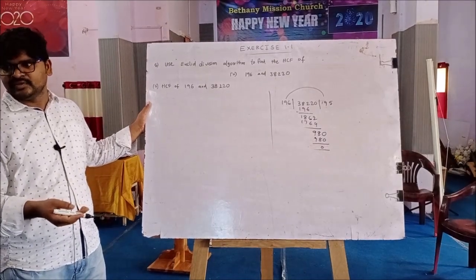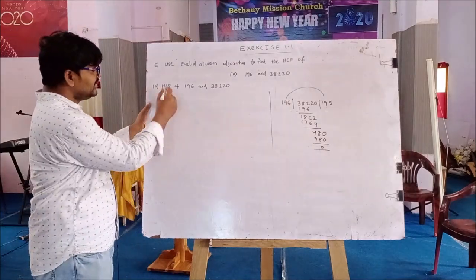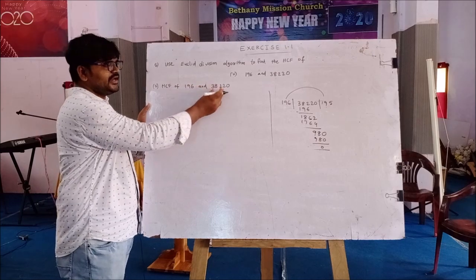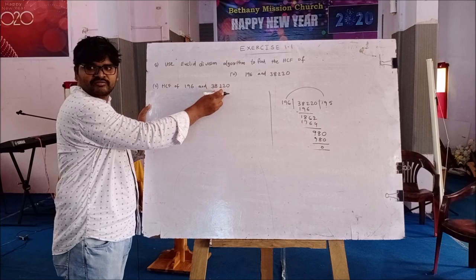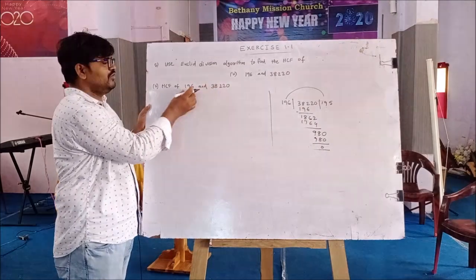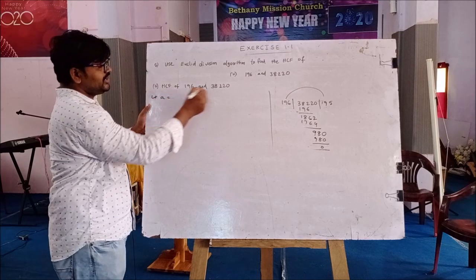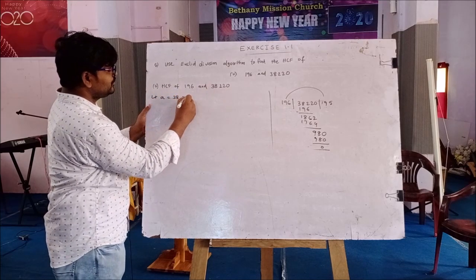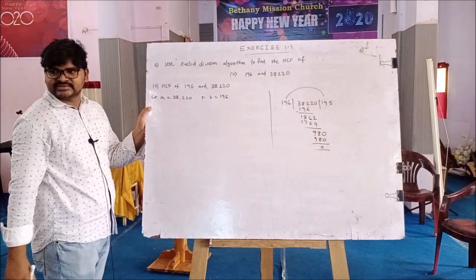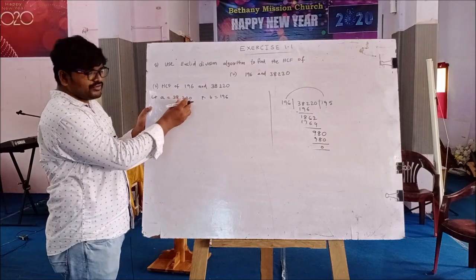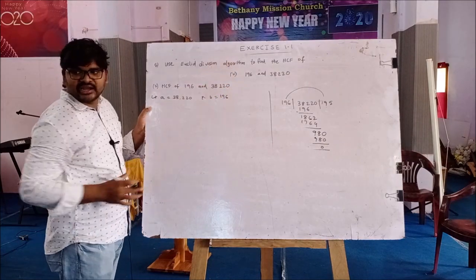So 196 into 195 plus 0 is equal to 38,220 according to divisibility rules. Yes or no? Dividend equals divisor into quotient plus remainder. So the HCF of 196 and 38,220. Comparing the given two numbers, 38,220 is the greater number than 196. So let us take a equals 38,220 and b equals 196. Find the HCF of 38,220 and 196 by using division algorithm.